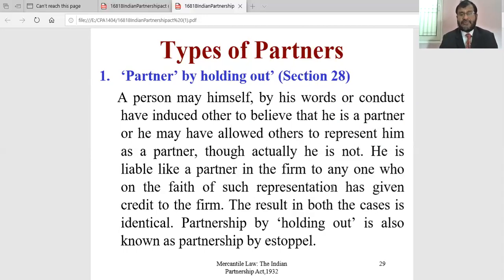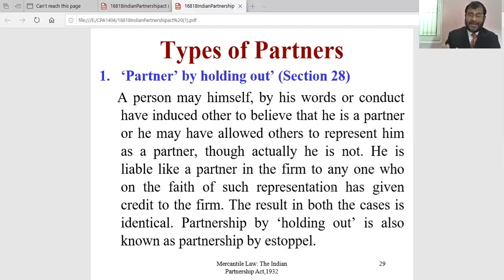A person may himself, by his words or conduct, have induced others to believe that he is a partner, or he may have allowed others to represent him as a partner, though actually he is not. He is liable like a partner in the firm to anyone who, on the faith of such a representation, has given credit to him. The result of both the cases is identical. Partnership by holding out is also known as partnership by estoppel.